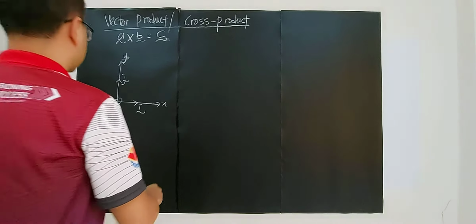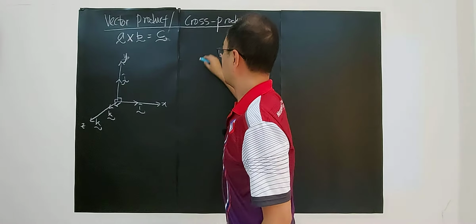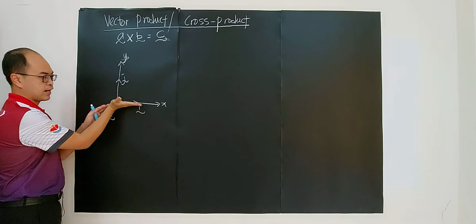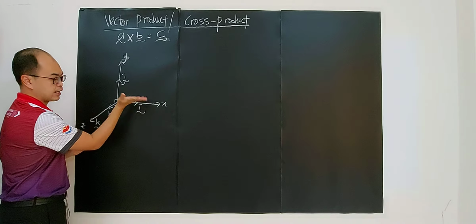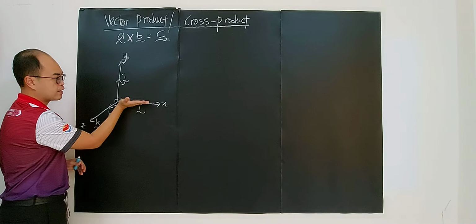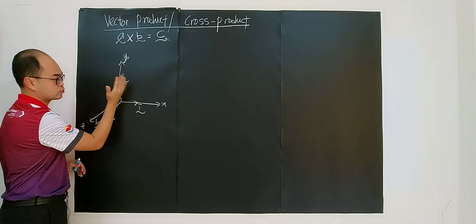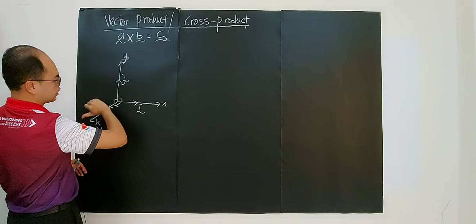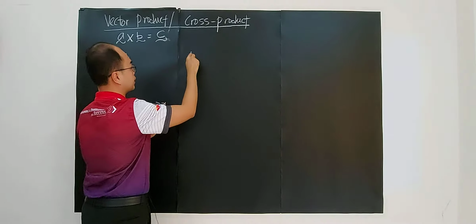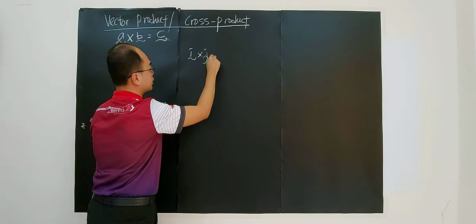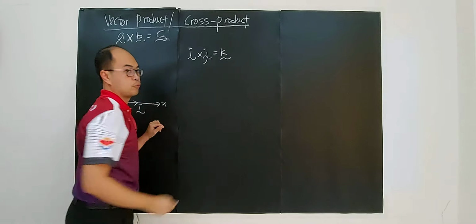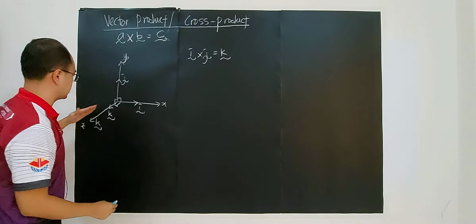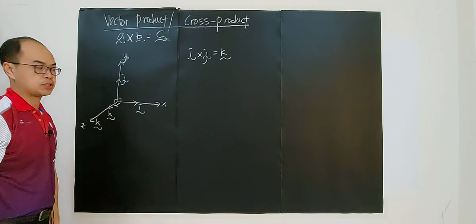Based on this, if we have i cross j, using the right-hand rule for the vector product, with your hand along the x-axis, i cross j gives you a vector coming out from the board. So i cross j produces k. It is a vector perpendicular to both i and j, because the z-axis is perpendicular to i and also j.